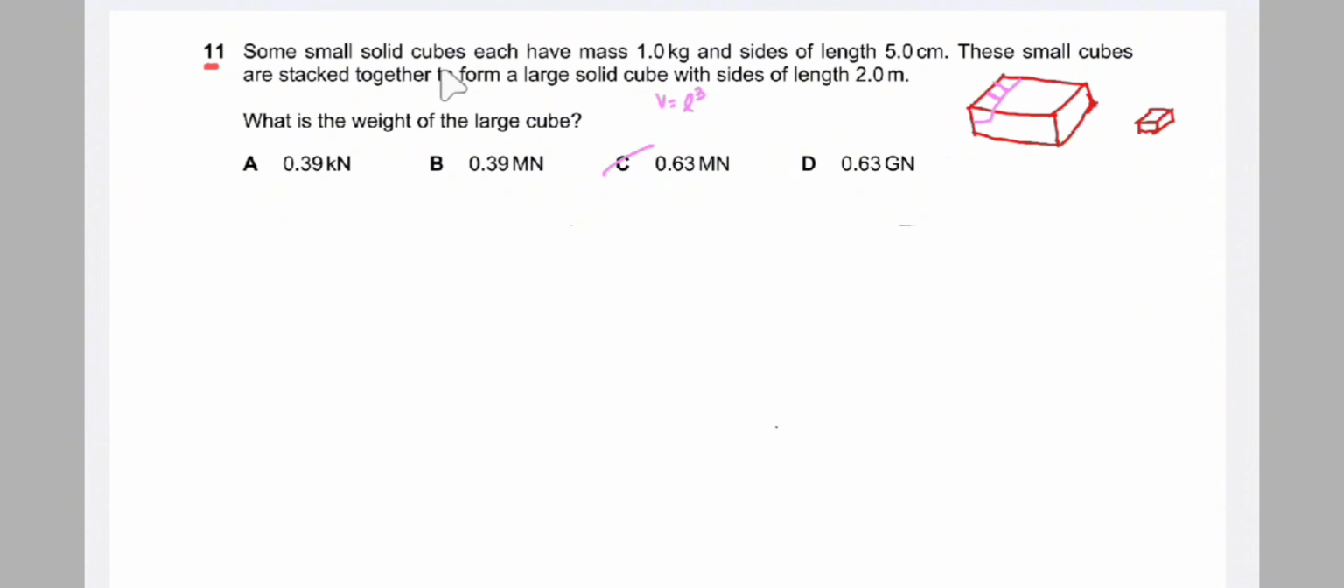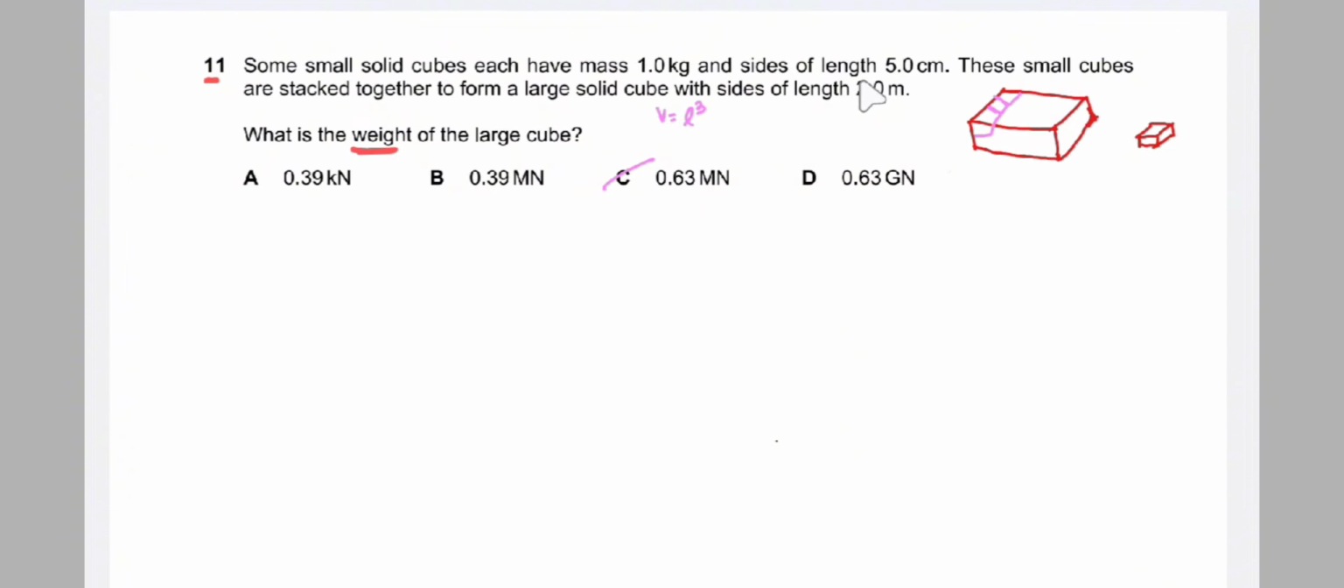Number 11. Some small solid cubes each have a mass of 1 kg and sides of length 5 cm. The small cubes are stacked together to form a large solid cube with sides of length 2 meter. So the large cube has a side of 2 meter and the small cubes have a side of 5 cm. What is the weight of the large cube? So we need to find the weight of the large cube.